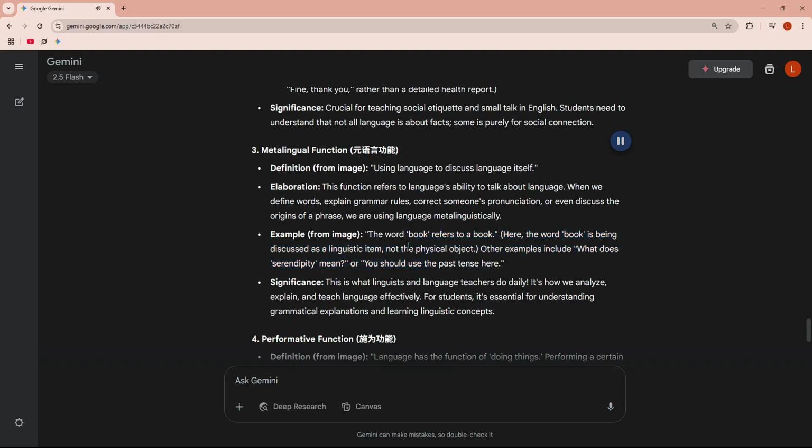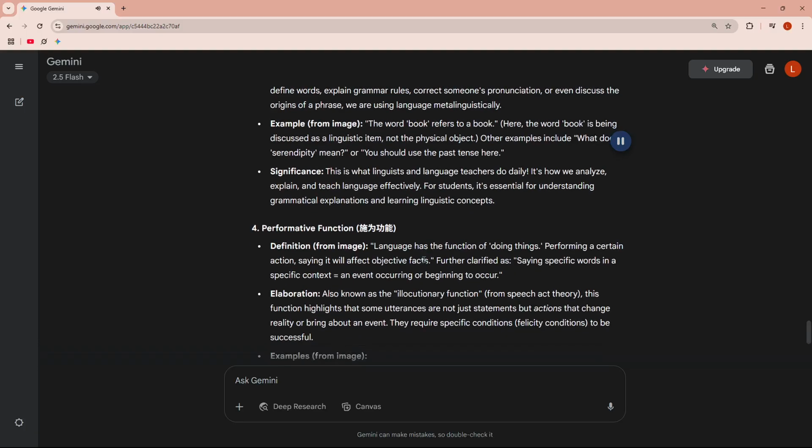Significance: this is what linguists and language teachers do daily. It's how we analyze, explain, and teach language effectively. For students, it's essential for understanding grammatical explanations and learning linguistic concepts. 4. Performative function. Shi Wei Gong Nen. Definition: from image, language has the function of doing things.